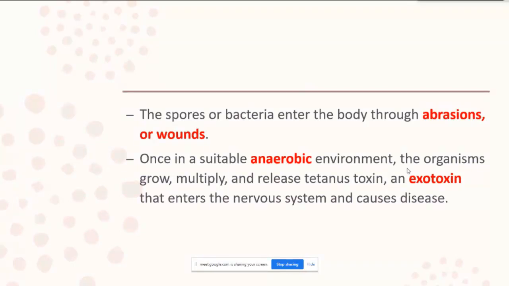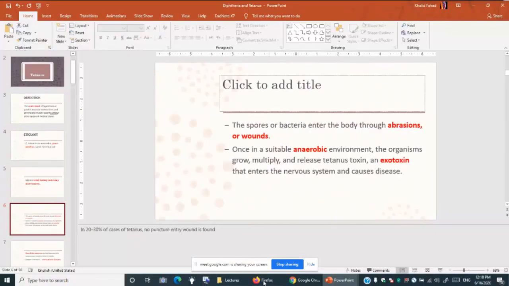The toxin will be transmitted along the axons, up into the nervous system, and will be responsible for the manifestation of this disease. Okay, واضح?